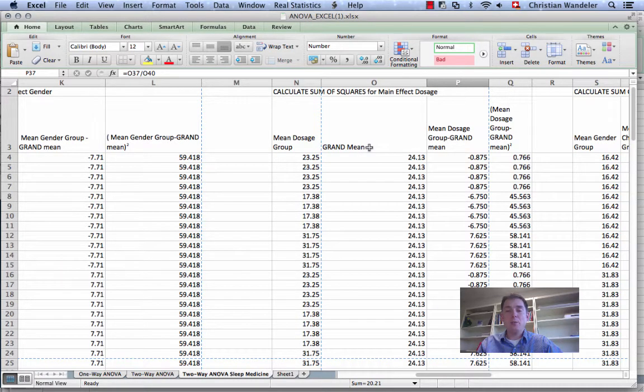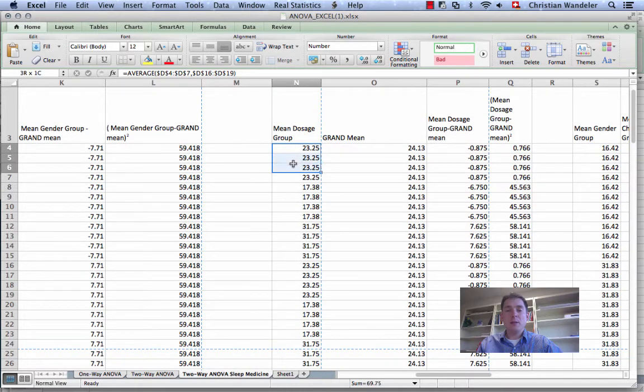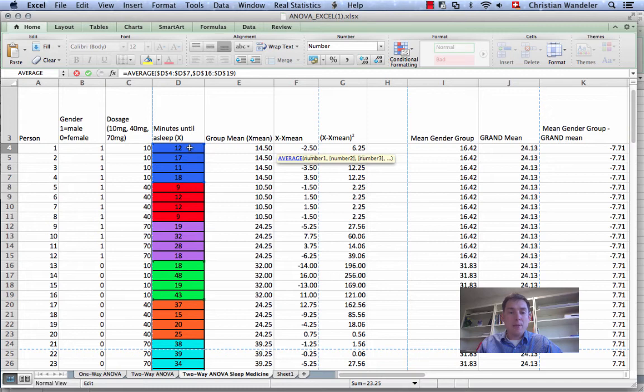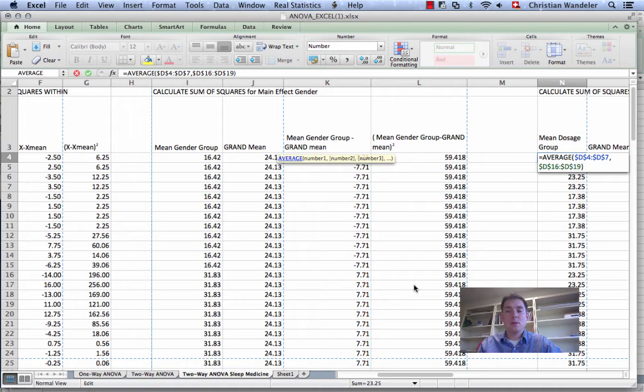So as we did for gender, we put in the grand mean, but now we calculate the average for the dosage. So this is the 10 milligram average. So we have this and these guys together. Click on here, go over, and we have the 10 milligram group, the blue one, and the other 10 milligram group, the green one. Basically, the men who had 10 milligrams and the women who had 10 milligrams.